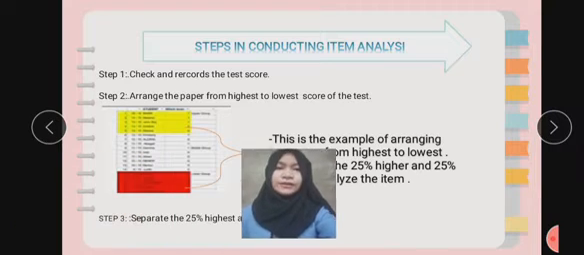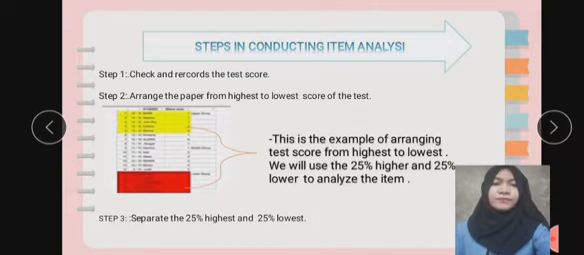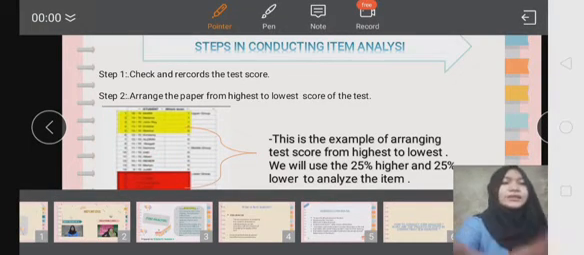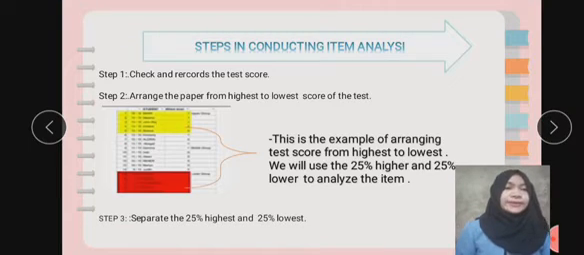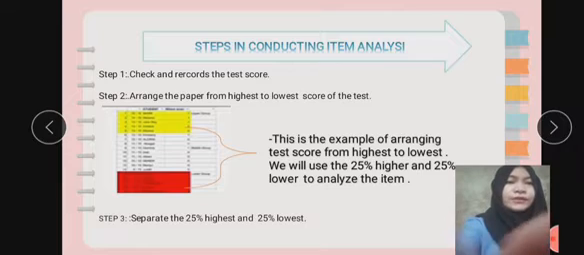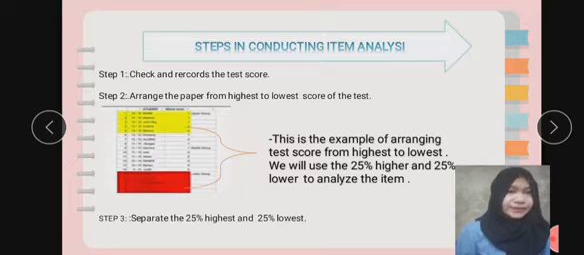Okay, so for the next step, separate the 25% highest and the 25% lowest. So as we can see here, class, sa total ng students sa isang class, kukunin mo yung 25% na nakakuha ng highest. So for example, the yellow part, yan yung 25% na nakakuha ng highest, while the red part is yan yung 25% na nakakuha ng lowest.